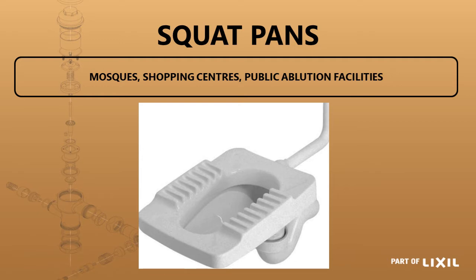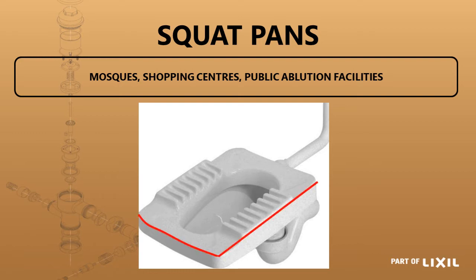Then if we look at squat pans, the primary use for these will be in mosques, in shopping centers, and public ablution facilities. You'll find it on the side of the road in those garages. There'll always be one cubicle which has a squat pan in it, and this one is used specifically for the Muslim community in this country.